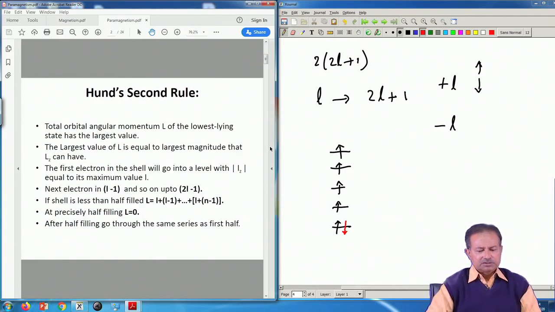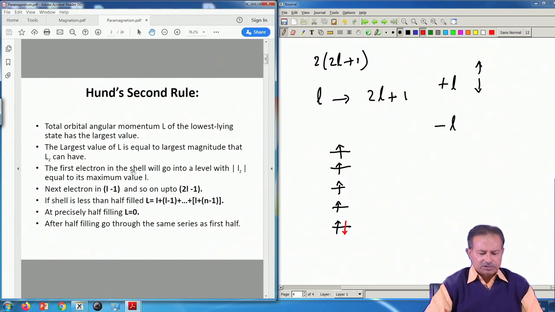Second rule is that the total orbital angular momentum L of the lowest lying state has the largest value. This again is the same argument, that orbitals which are rotating in the same direction, in a classical way of thinking, are to be excluded from each other as much as possible. So, you do not occupy those orbitals first. You occupy one orbital, then look for another which is a different L, and keep on maximizing your L value.